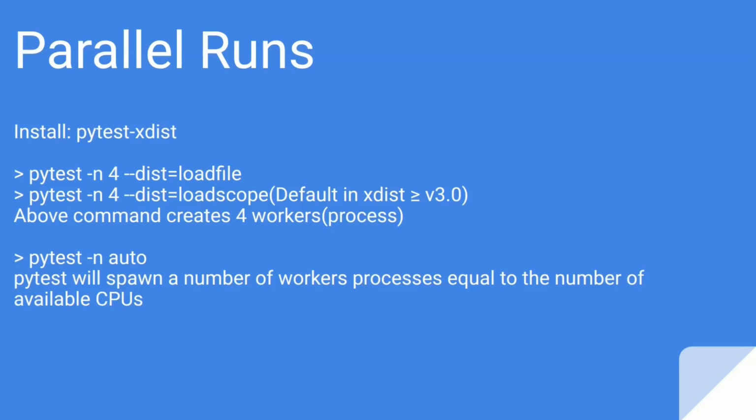The other most frequently used flag is --dist, and this accepts two values. One is loadfile and another one is loadscope. By default, if we don't provide the --dist flag, then it takes loadscope. What is the difference between these two values? That we will see with some examples.